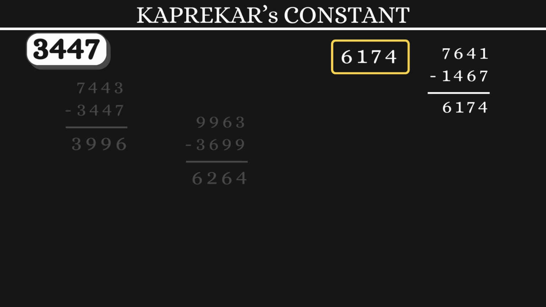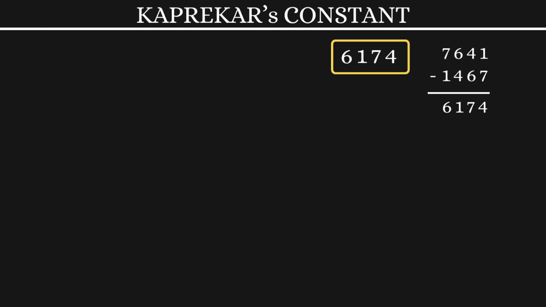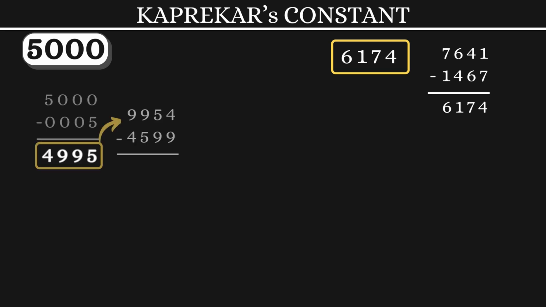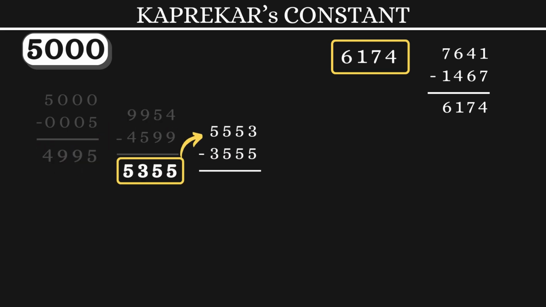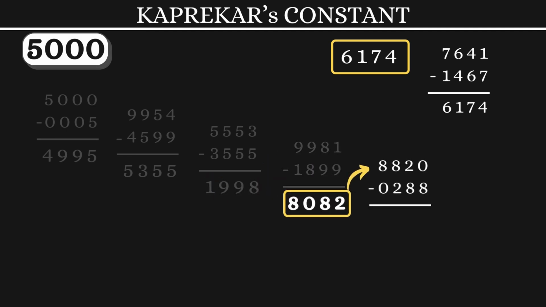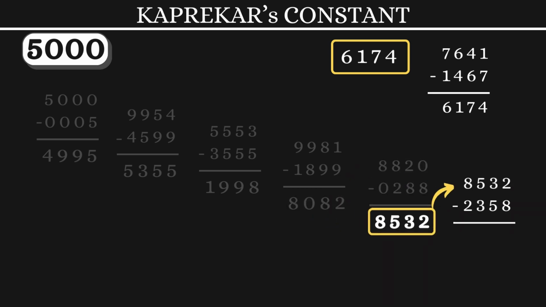Now let's see what happens if you have three similar digits. 5000. First step, 4995. Second step, 5355. Third step, 1998. Fourth step, 8082. Then we have 8532. Finally, we get our magic number again, 6174.